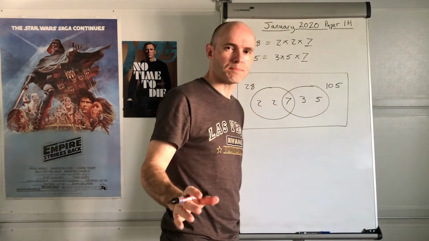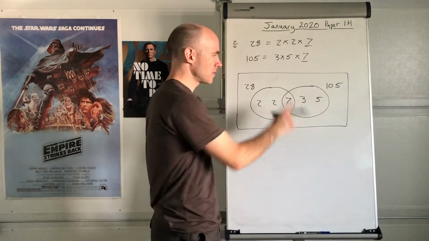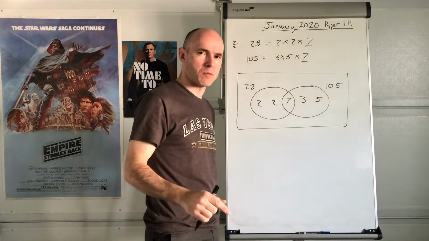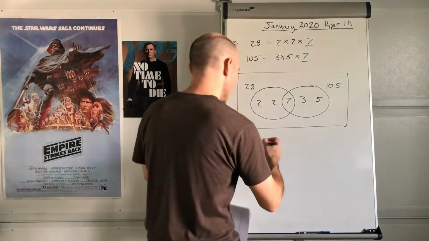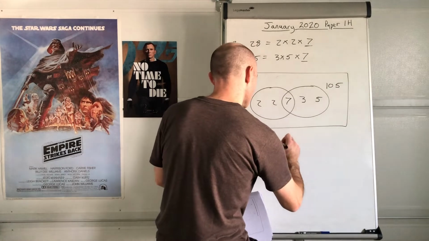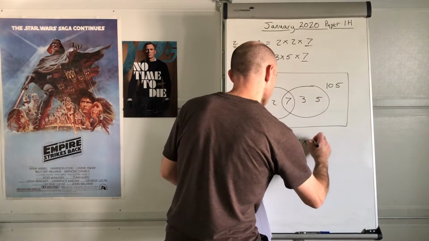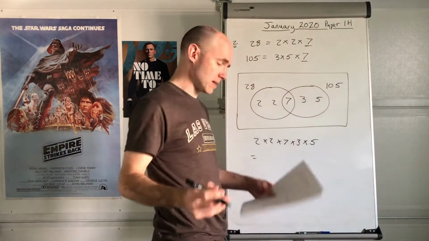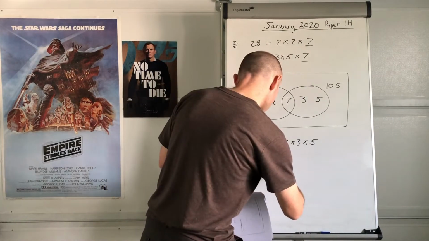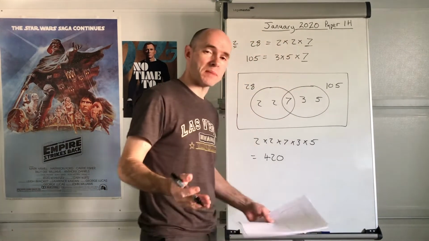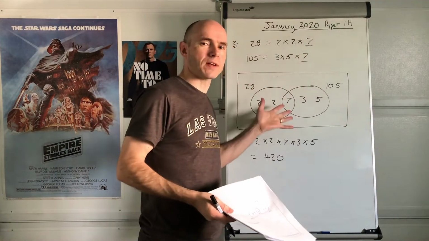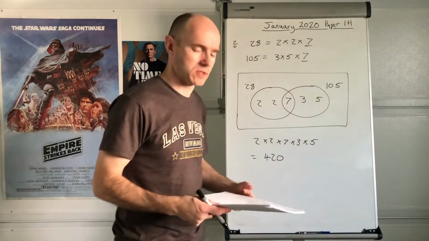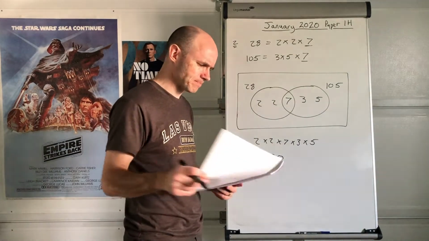Always works. As long as you've done these numbers correctly, then the lowest common multiple is always when you multiply all these together. So you're going to have 2 times 2 times 7 times 3 times 5, and you should get 420. You may have used a different method, but this is the method I would advocate for the more difficult questions. So I'll show that to you on the board there.